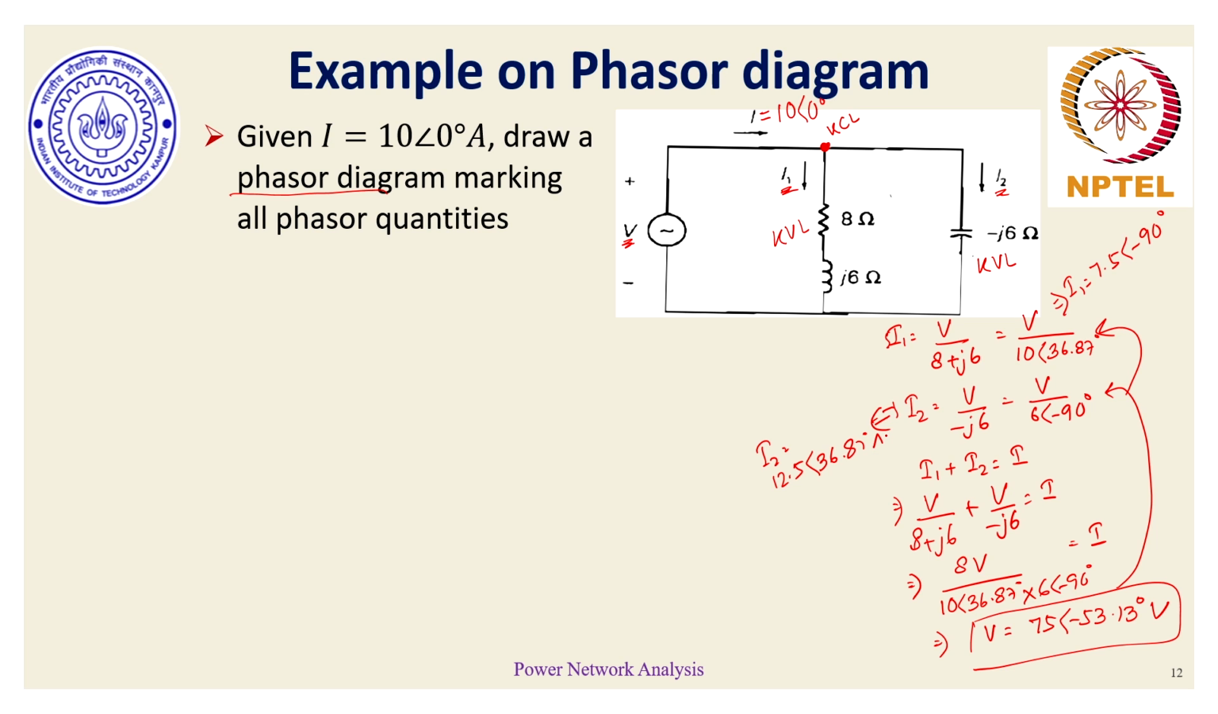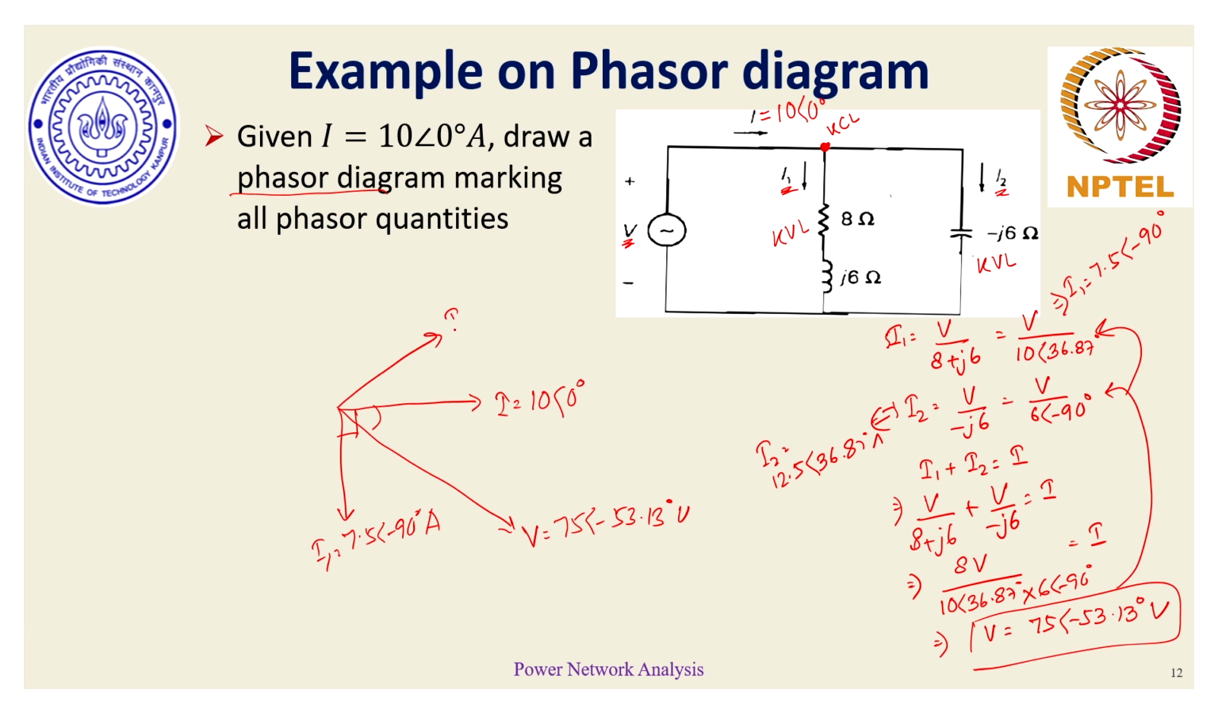So if we now choose capital I as reference, which is 10 at an angle 0, which is the source current, then the voltage would be 75 at an angle minus 53.13 degrees volts, and I1 is lagging the source current by 90 degrees, which is 7.5 at an angle minus 90 degrees amps, and subsequently I2 is leading the source current by 36.87 degrees, which is 12.5 amperes.